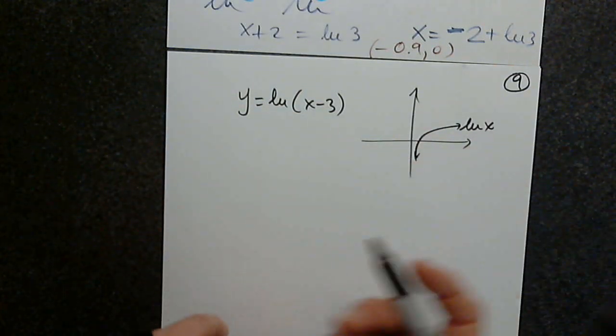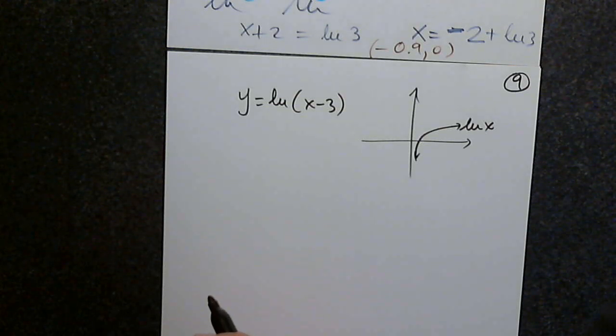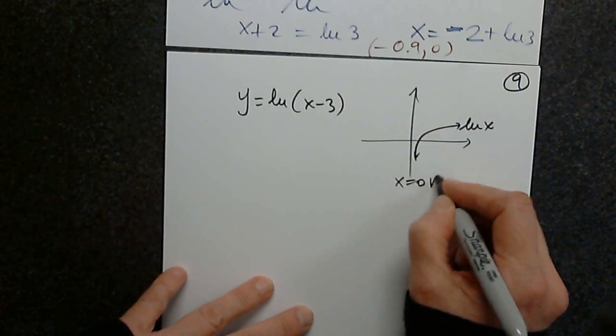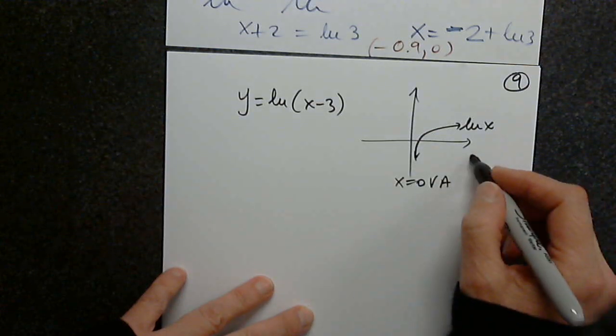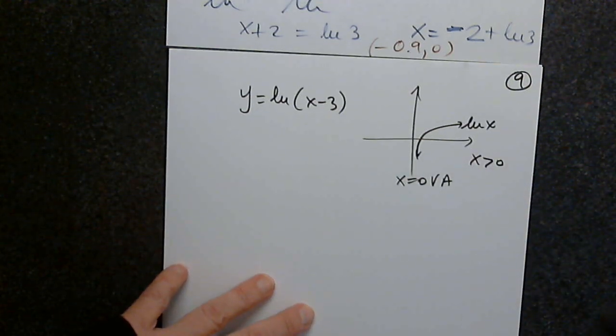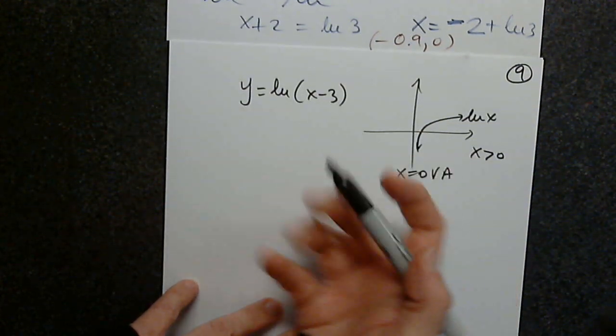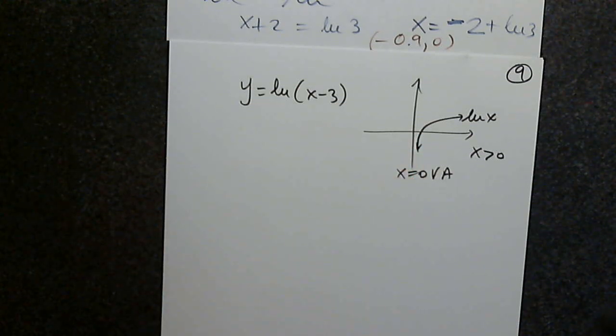Domain greater than 0. Vertical asymptote. And x must be greater than 0. So we're asked to find the domain and graph this function. Can anyone tell us what to write in order to find the domain?